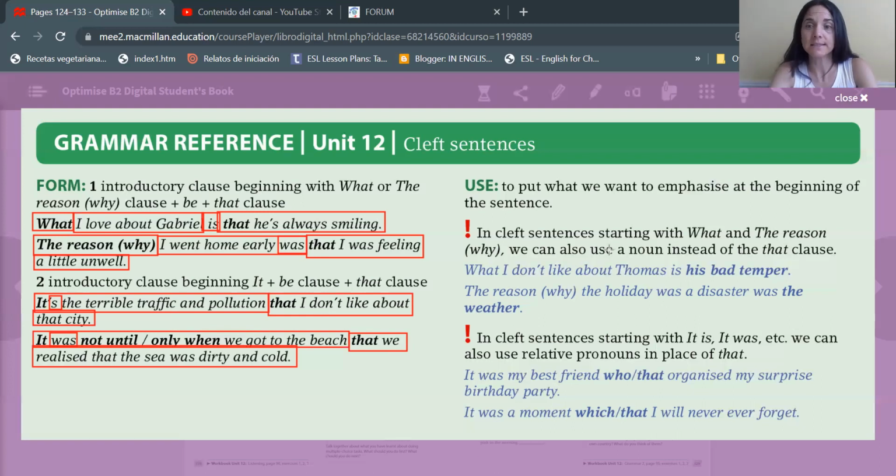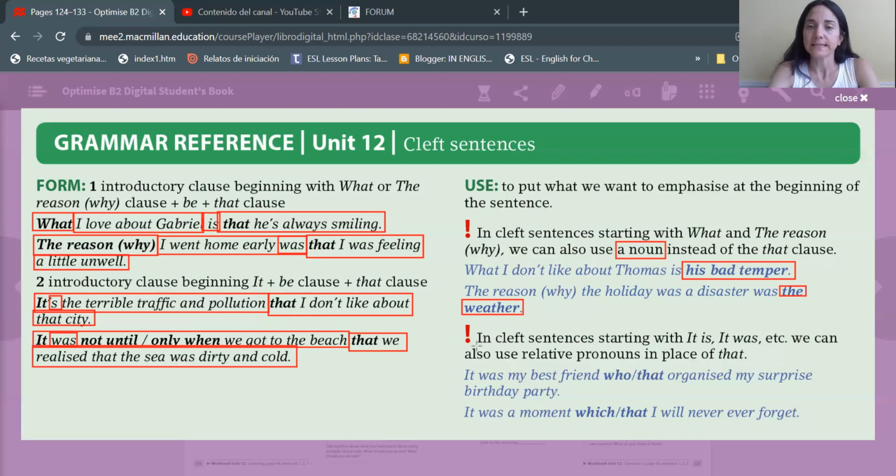Now, in cleft sentences starting with what and the reason why, we can also use a noun instead of a that clause. So let's check this noun. You can start with what I don't like about Thomas is his bad temper. His bad temper, it's a noun phrase, okay? It's not a that clause. And the other example, the reason why the holiday was a disaster was the weather. The weather, again, it's a noun phrase. It's not a that clause. So that's the other structure we can use.